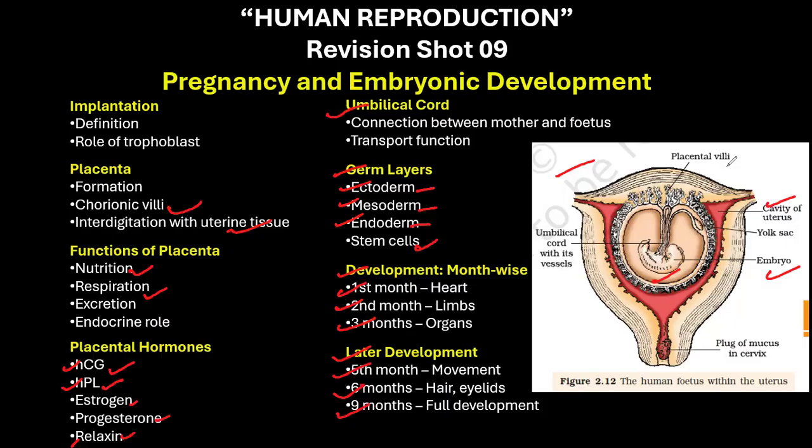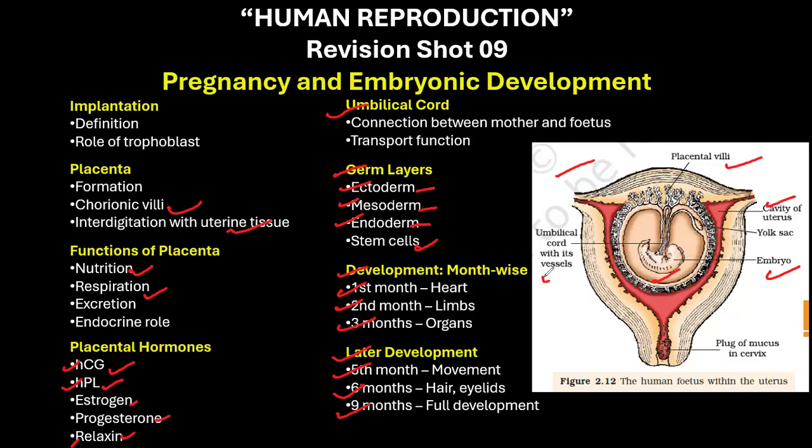Then placental villi, these ones, are finger-like projections arising from the trophoblast. They penetrate the uterine tissue and remain surrounded by maternal blood. What are the functions? The exchange of oxygen, nutrients, and hormones happens through these. Then removal of carbon dioxide and waste materials is done through these. Placental villi and uterine tissue together form the placenta.